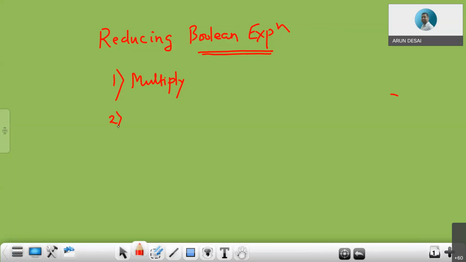Then next is look for identical terms. So you need to find identical terms. Look for identical terms in the expression, and keep only one term, right?